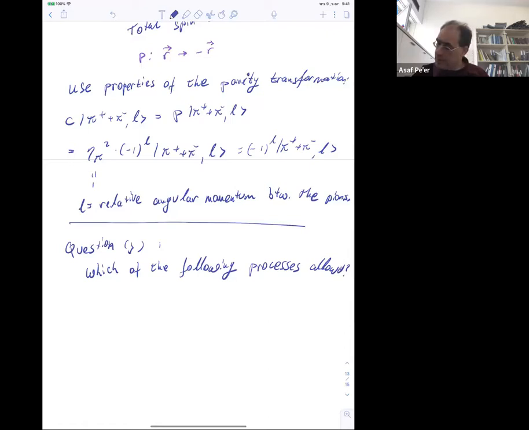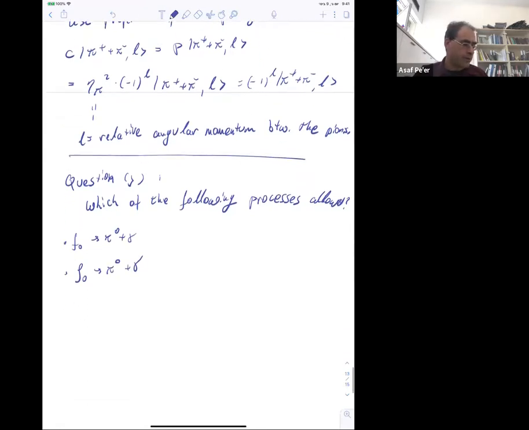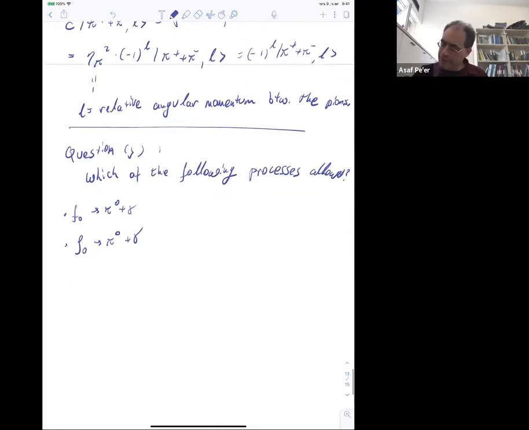And the processes are the decay of the F particle into a pion and a photon, and the decay of the rho particle into a pion and a photon. And in order to answer that, I'll give you the relevant quantum numbers in the following table.